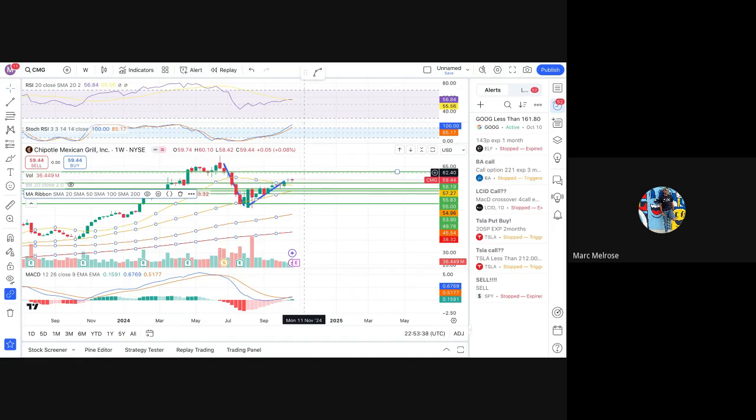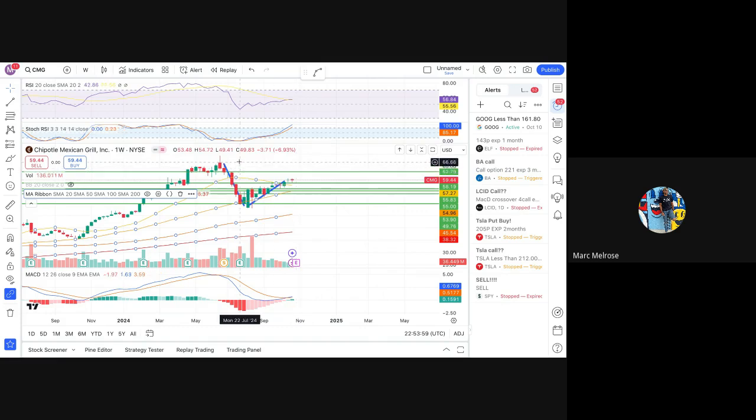But at that point, excuse me, we're going to meet some resistance here, and it's going to probably reject this line, right? We're going to see it probably reject this line and then start to try to pull back, just because of how the indicators are setting up. Because that stochastic RSI level is pretty high, I'm thinking about $62 is going to be where we start to see this try to pull back and cool off.